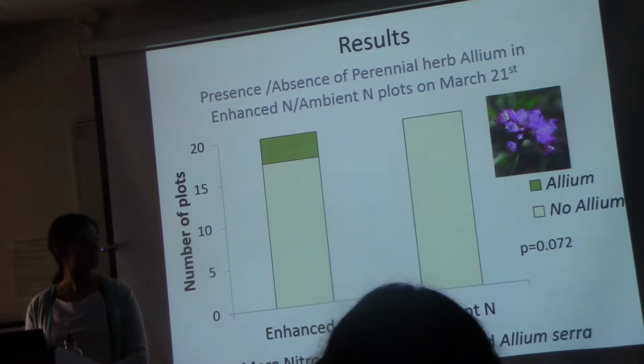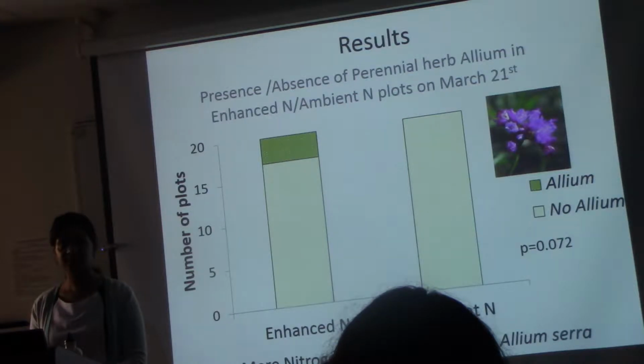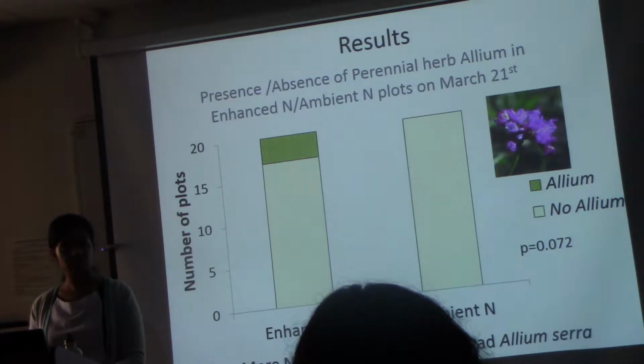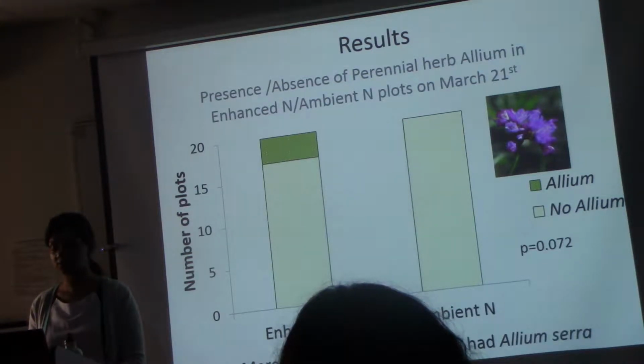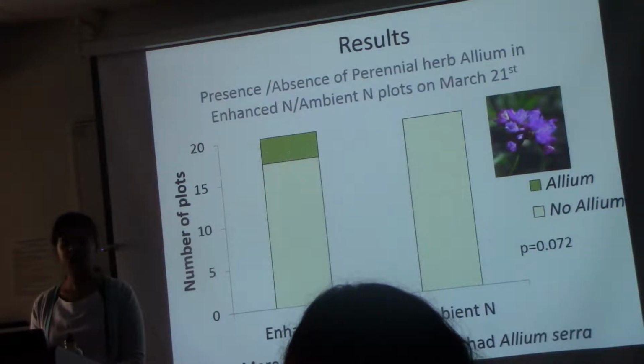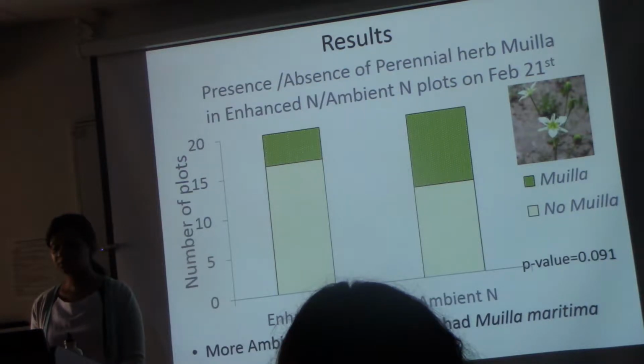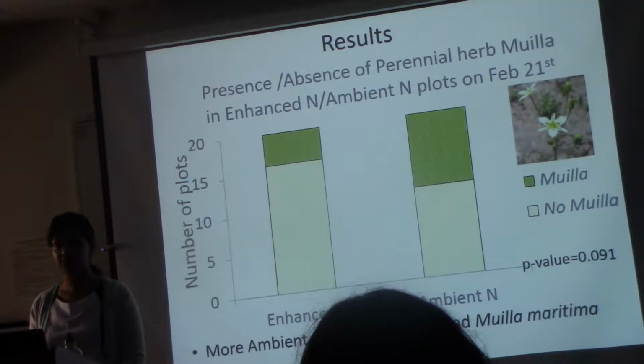This graph shows the presence and absence of the perennial bulb allium in enhanced nitrogen plots versus ambient nitrogen plots. There were 20 plots because at each location, all the nitrogen treatments were clumped together. The graph shows there were more nitrogen-enhanced plots with allium serratum blooming, with a p-value of 0.072. This was an unexpected trend, but this trend was observed on one sampling date, and there was a difference of only 3 nitrogen-enhanced plots with allium. In contrast, Viola maritima was present in more ambient nitrogen plots versus enhanced nitrogen plots with a p-value of 0.091. As expected, Viola maritima tended to grow in fewer plots that had nitrogen enhancement.